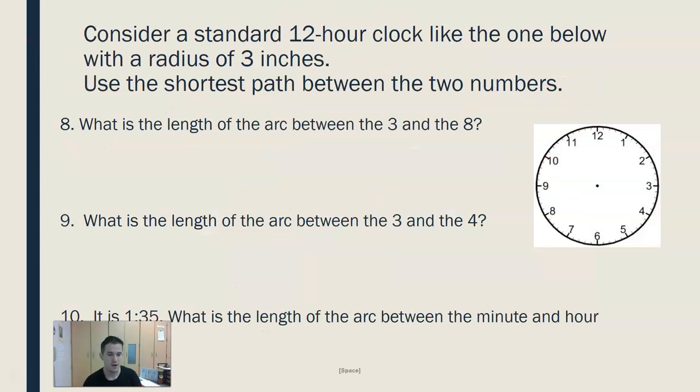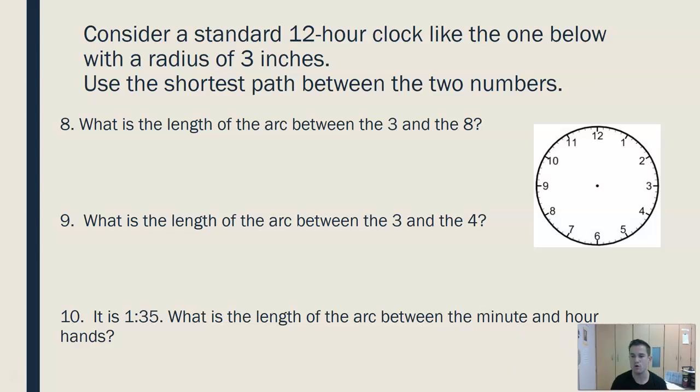Okay, good. Next we're going to look at some more interesting, application style problems. This problem says, consider a standard 12-hour clock like the one below with a radius of 3 inches. So let's say I have a little clock in your bathroom, and the radius of that clock is 3 inches. For these problems, we're going to use the shortest path between the two numbers. It asks, what is the length of the arc between the 3 and the 8?